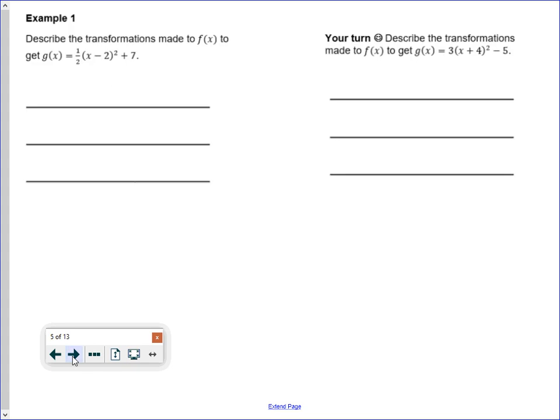So now we have these two examples. Honestly, you should be able to do this yourself. By now, we've talked a lot about transformations. So if you want to pause the video and try it, go ahead and do it. I'm going to go ahead and get started.